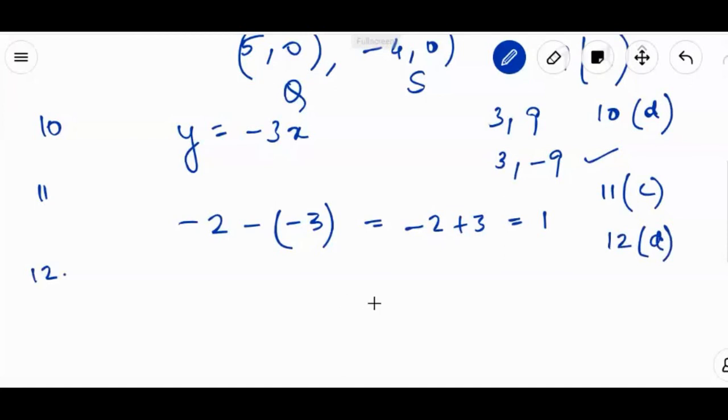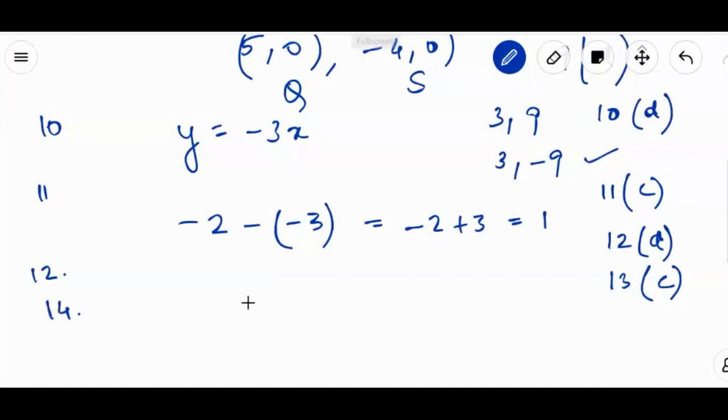Then the perpendicular distance of the point P(7, 5) from the y-axis is how much? 7. 7 units. So in the 13th one, your correct option is C. Now take the 14th one.